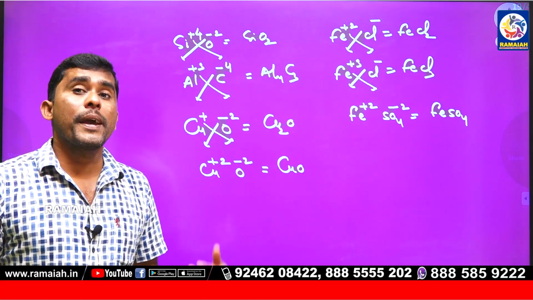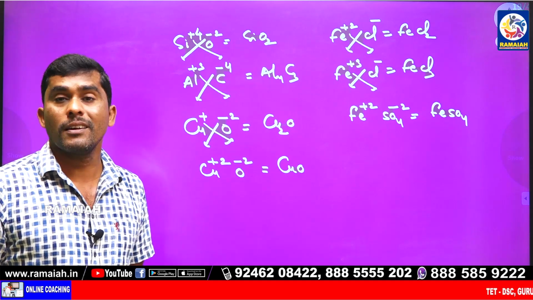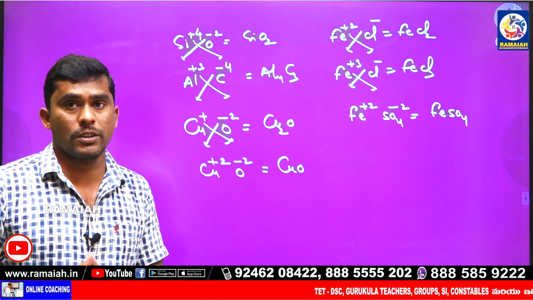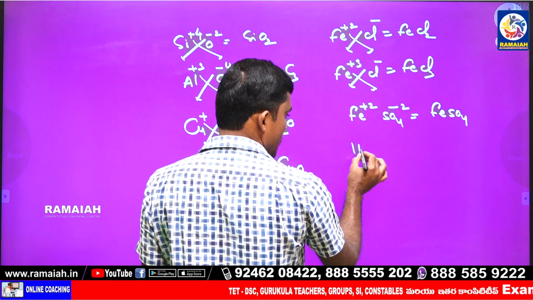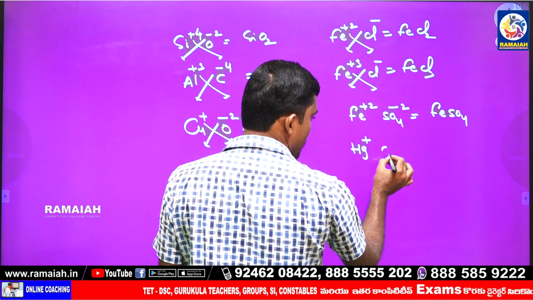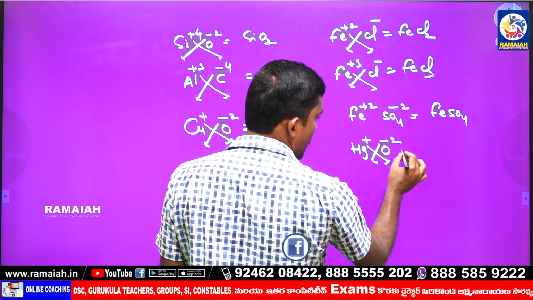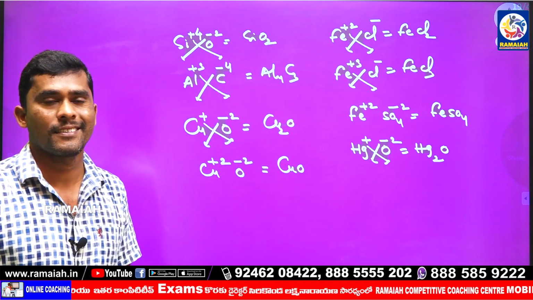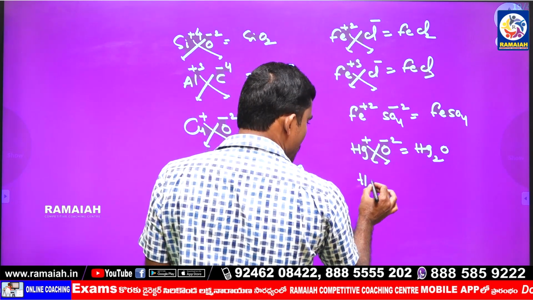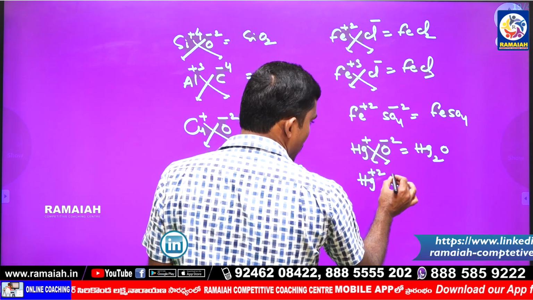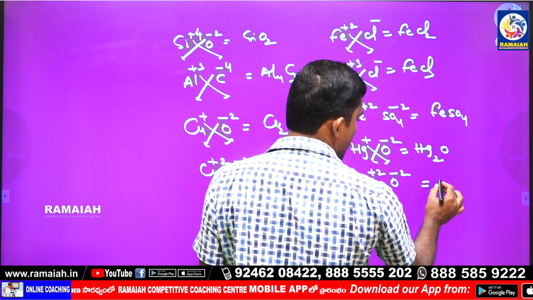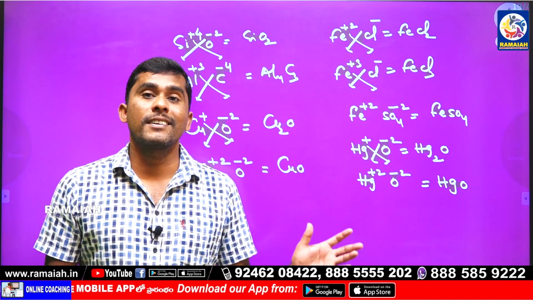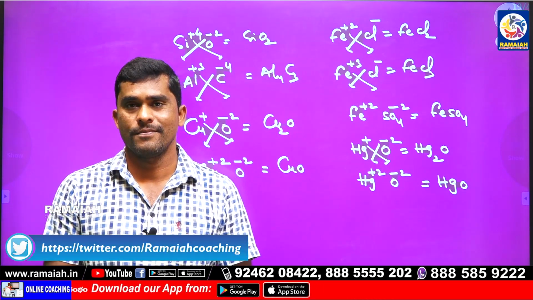For example, mercuric oxide and mercurous oxide. So we see both. Mercurous is Hg plus, oxide means O minus 2. Then the formula is Hg2O, mercurous oxide. Mercuric oxide: Hg plus 2 and O minus 2. Here the charges are equal. Then the formula is HgO. Okay.